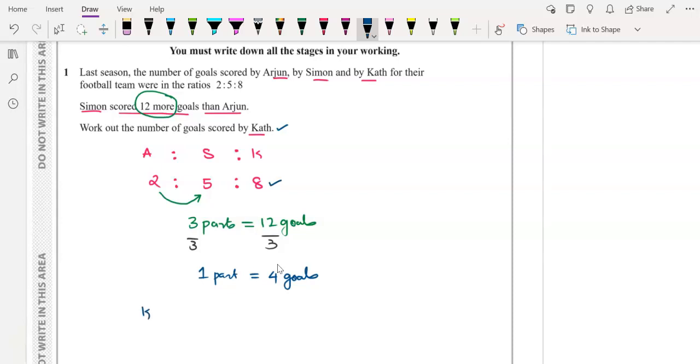Now to find the number of goals scored by Kat, Kat has 8 parts. So the number of goals scored by Kat is 8 parts. So times both sides by 8. So we get 8 parts is 32 goals. So Kat scored 32 goals. Moving to the next question.